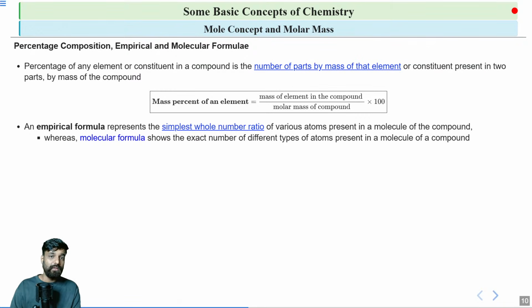Got it? Now, what is the physical significance of empirical formula? I would say nothing. Empirical formula is just the simplest whole number ratio and it has no physical resemblance. But your molecular formula is the real deal. It tells you the exact number of atoms. Suppose you are taking glucose, then you know the molecular formula of glucose is C6H12O6. Now this implies that one molecule of glucose will contain 6 atoms of carbon, 12 atoms of hydrogen and 6 atoms of oxygen.